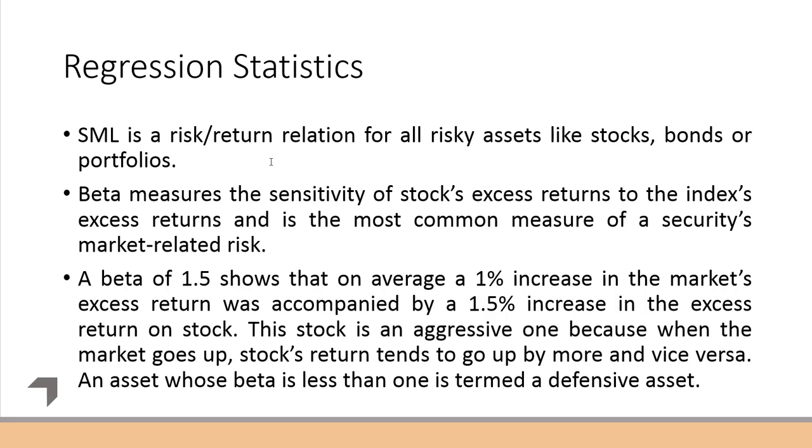Beta measures the sensitivity of a stock's excess returns to the index's excess returns and is the most common measure of a security's market-related risk. For example, a beta of 1.5 shows that on average a 1% increase in the market's excess return was accompanied by a 1.5% increase in the excess return on the stock. This stock is an aggressive one because when the market goes up, the stock's return tends to go up by more, and vice versa. An asset whose beta is less than 1 is termed a defensive asset.